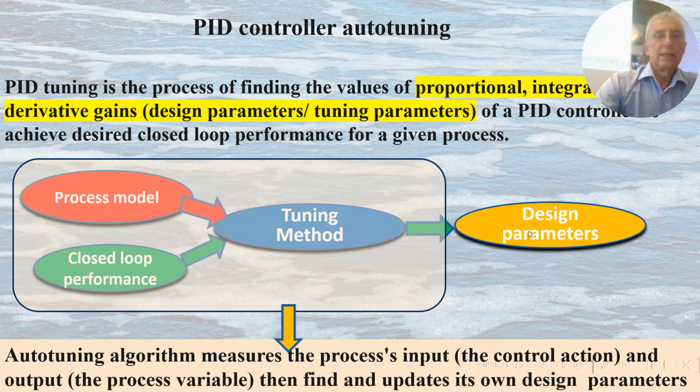We do this by ourselves, or we can use an automated method, which is called auto-tuning. That means an algorithm based on the measurements of the process can compute the PID parameters and can tune the PID controller.